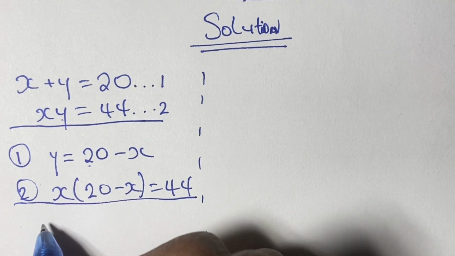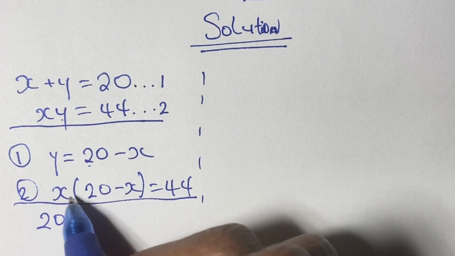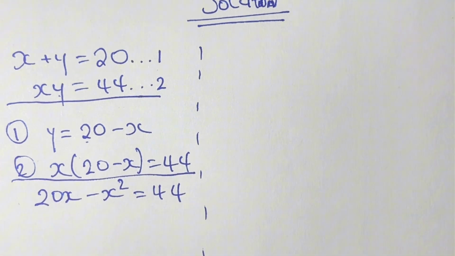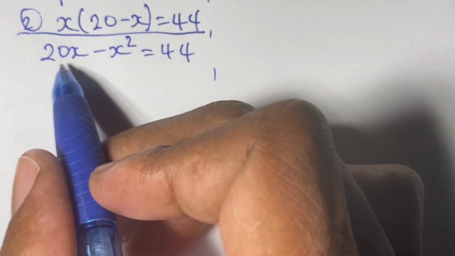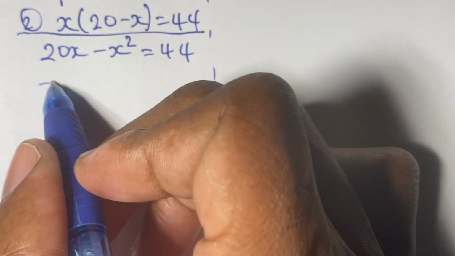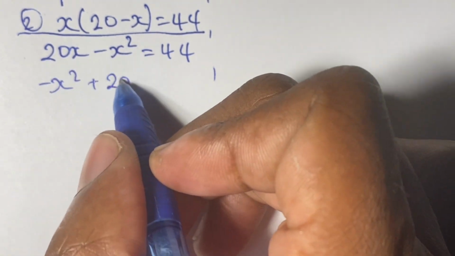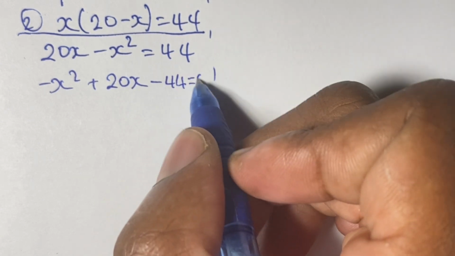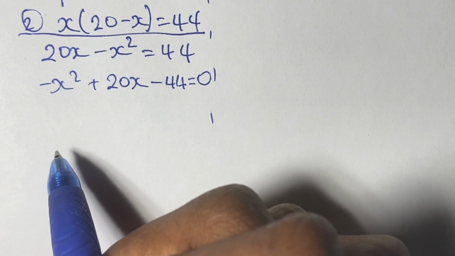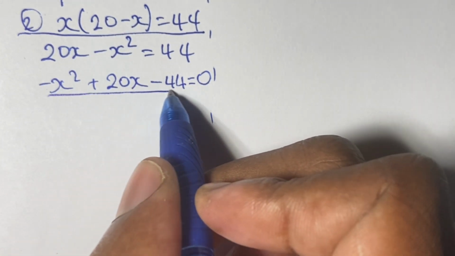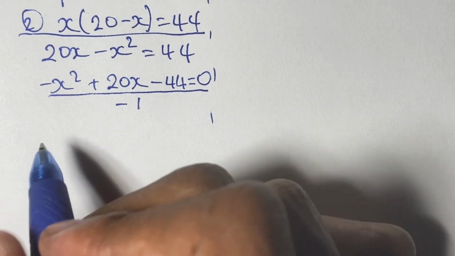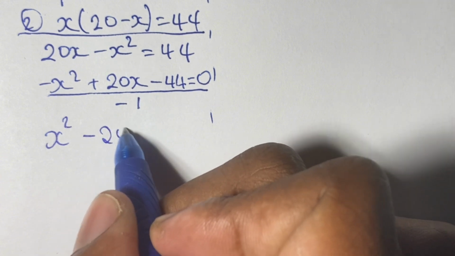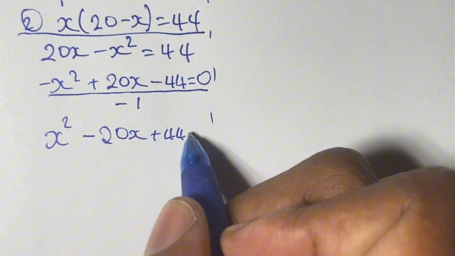And now we can use our distributive law and say that x times 20 is 20x, x times negative x is negative x squared, and that is equal to 44. So we have 20x minus x squared is equal to 44. We can rewrite this as negative x squared plus 20x, and this 44 we can bring over to the left hand side. It was positive, so it comes over as negative. So we have negative x squared plus 20x minus 44 is equal to 0. Now we need to remove the negative from our x squared, so we can divide the equation by negative 1, and so we now have x squared minus 20x plus 44 is equal to 0.